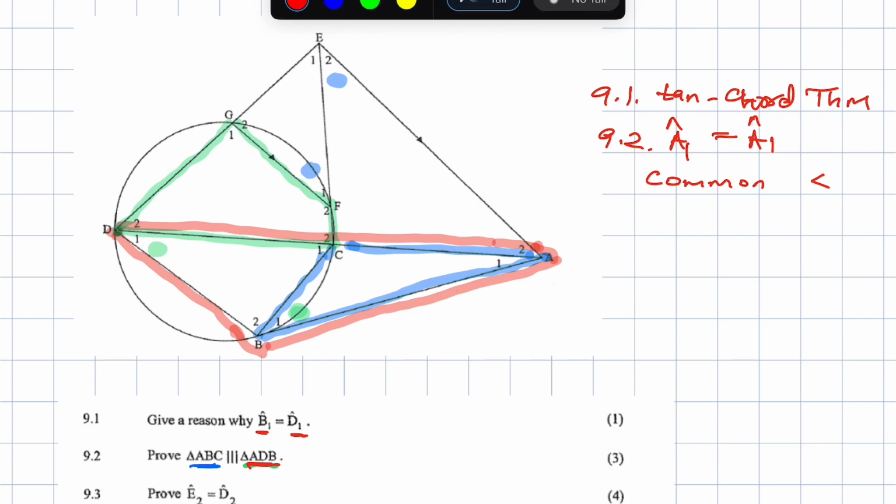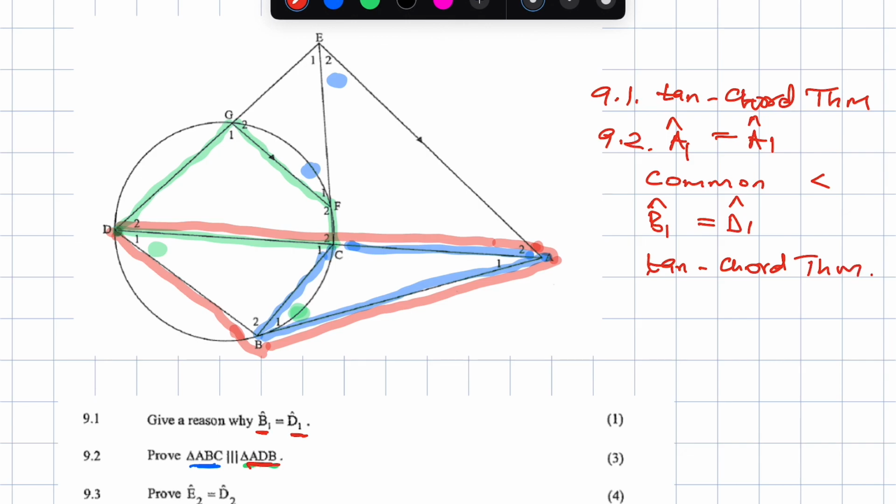What else do we have? Remember, we've already said that angle B1 is equal to angle D1. That is tangent-chord theorem. So we will indicate that angle B1 is equal to angle D1. So that is tangent-chord theorem. Okay.